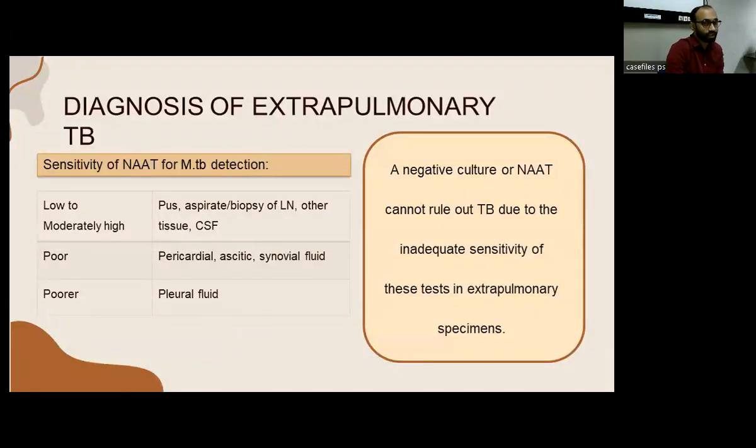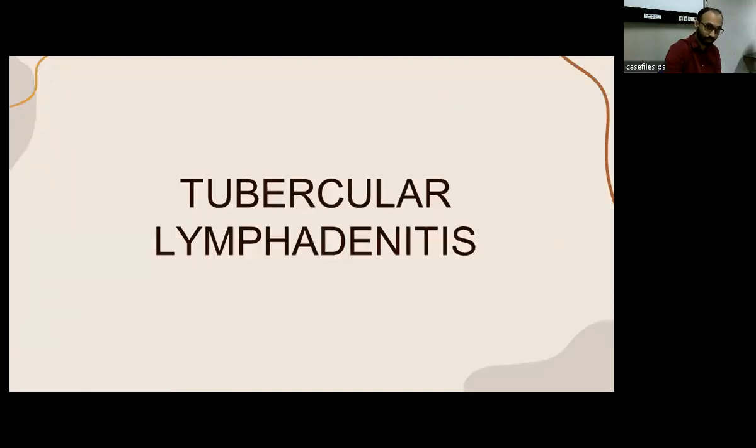Coming to the diagnosis per se, the sensitivity of the nucleic acid amplification test is low to moderately high in specimens such as pus, biopsy, aspirates, tissue culture, or CSF. It is important to note that the sensitivity falls in samples such as ascites, pericardial fluid, and synovial fluid, and it is far lower in pleural fluid aspirates. So a negative culture or a negative CBNAAT cannot rule out tuberculosis because of inadequate sensitivity of these tests in extrapulmonary specimens. This is a very important point.